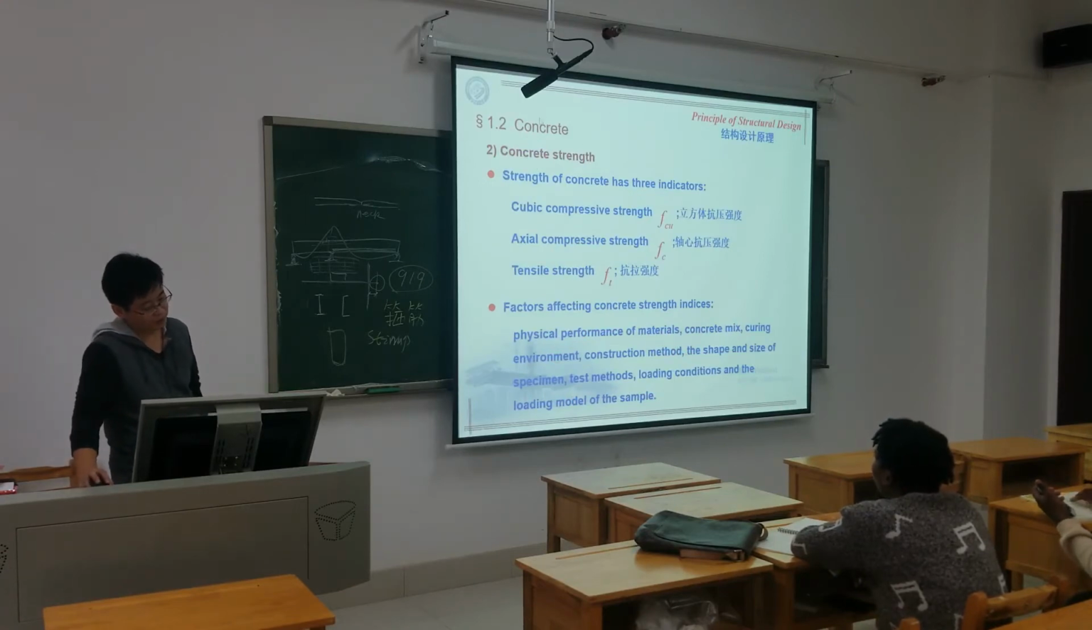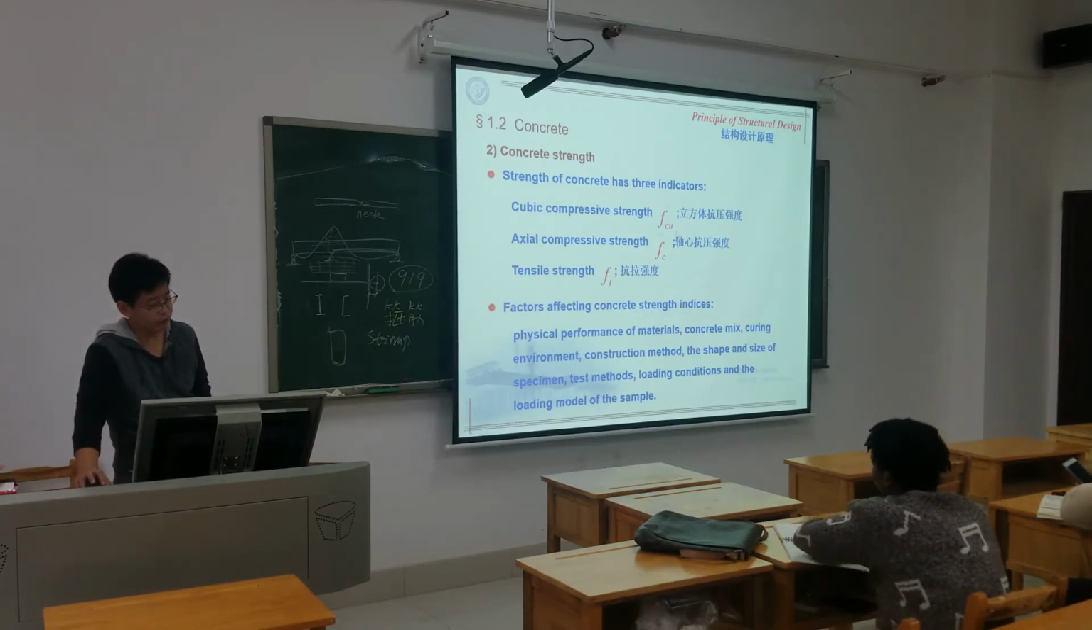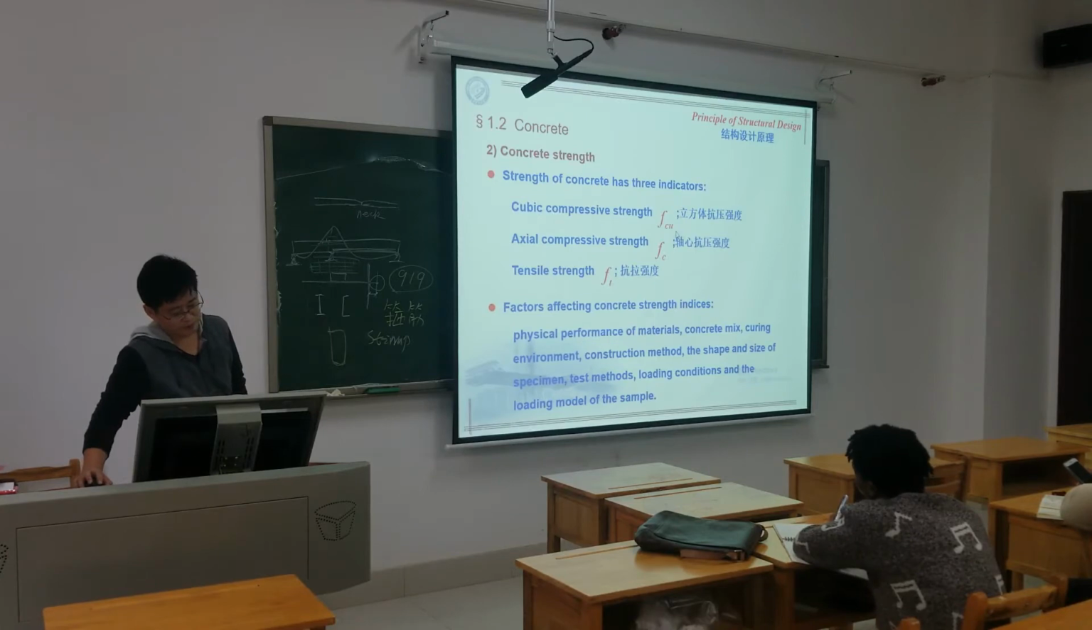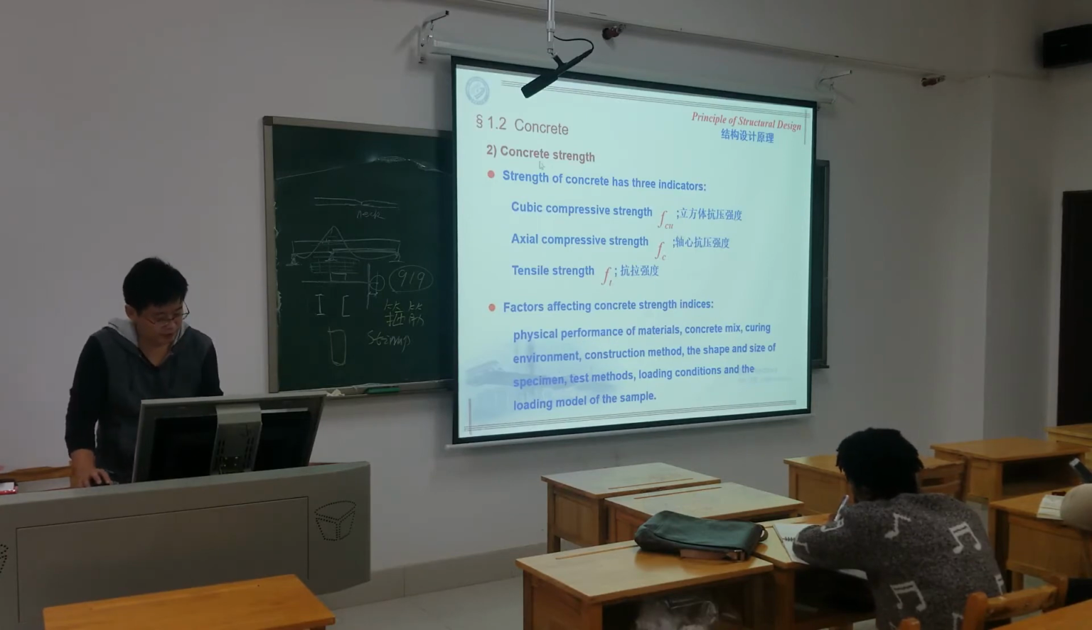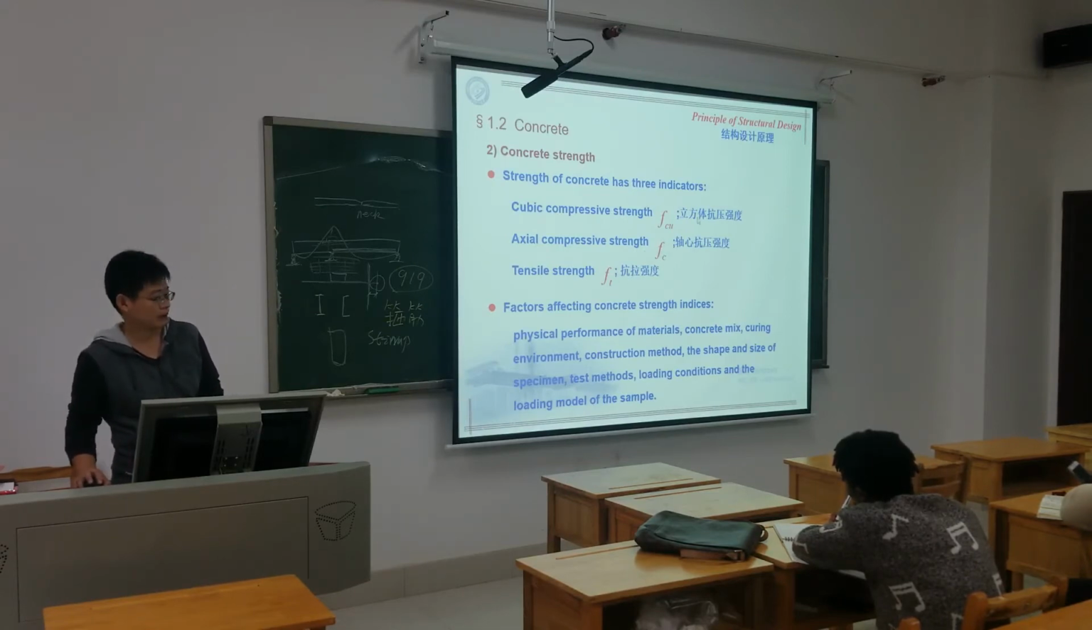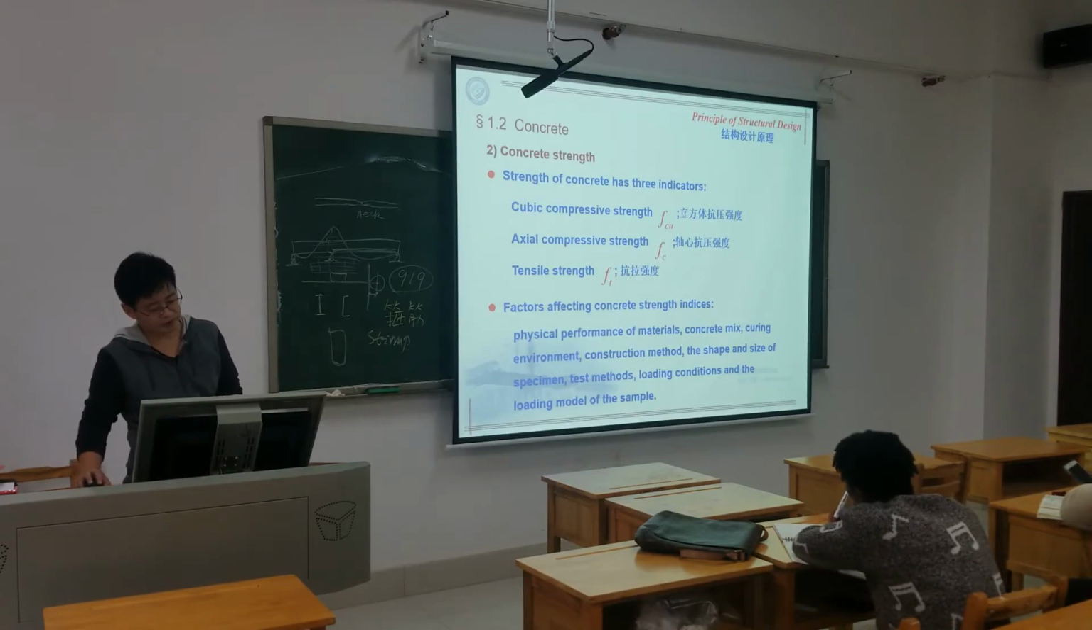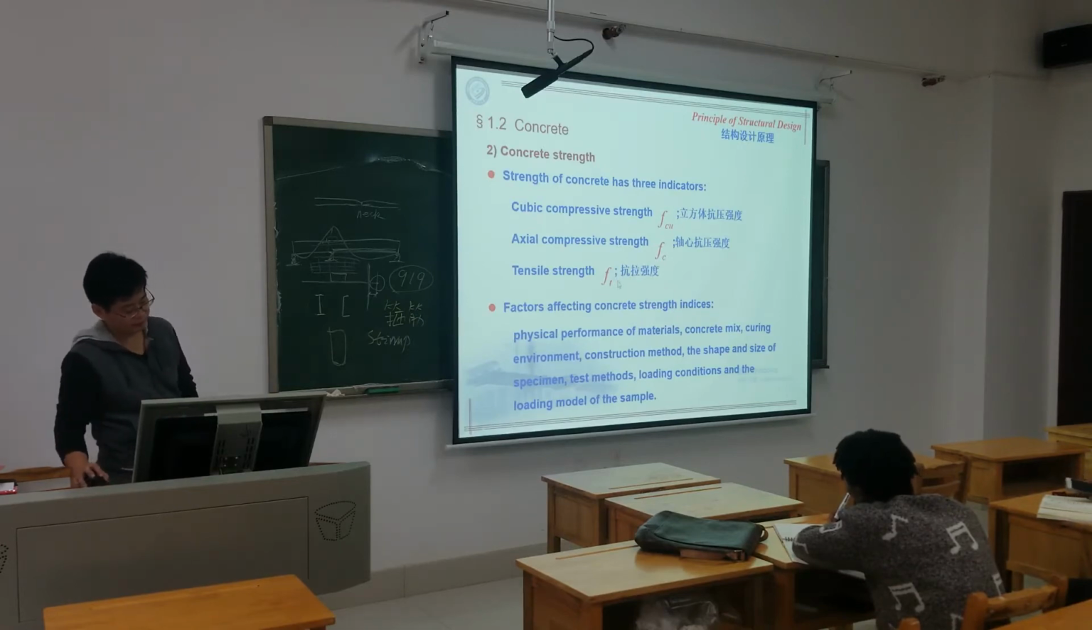So now we come to the strength of concrete. They have different values: cubic compressive strength, f_cu, normally, these three indicators, and the axial compressive strength, f_c, and tensile strength, f_t. So what are the names of these three different indicators?